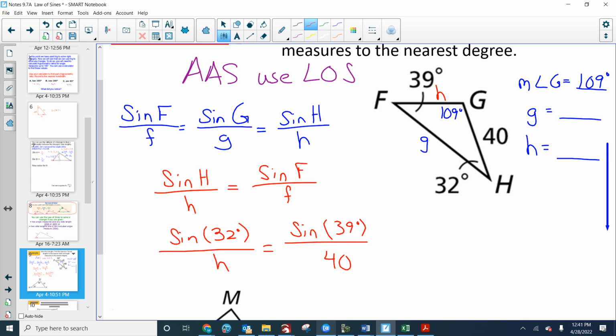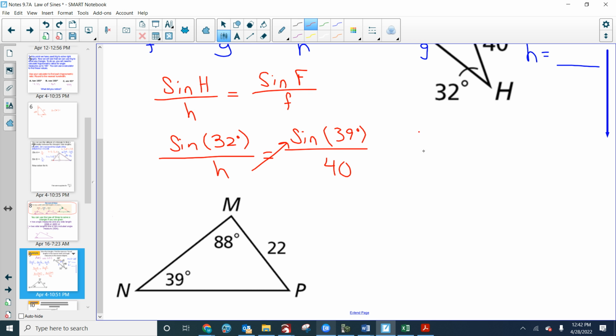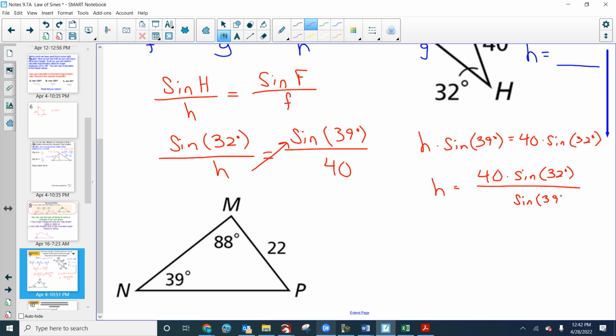How do we solve this now? Don't type stuff in and get decimals. Don't put decimals in the problem until the very end. Cool. Cross multiply. So I get h times the sine of 39 equals 40 times the sine of 32. Last step, divide both sides by sine of 39. So 40 times the sine of 32 divided by the sine of 39. Be careful with your parentheses.